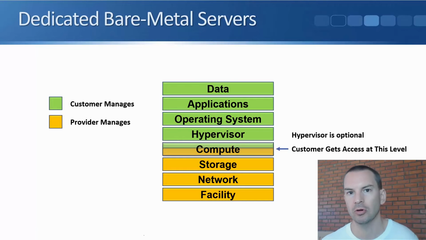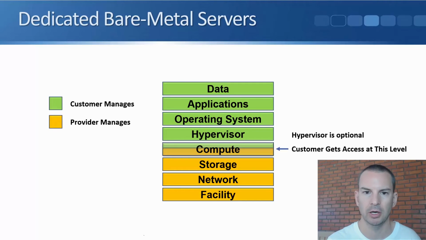They could install Windows on there, they could install Linux directly onto the hardware, or they could install their own hypervisor like VMware or Citrix Xen server. The choice of the operating system is up to them. So hypervisor is optional. Maybe they have a hypervisor, or maybe the OS is installed directly on the hardware.